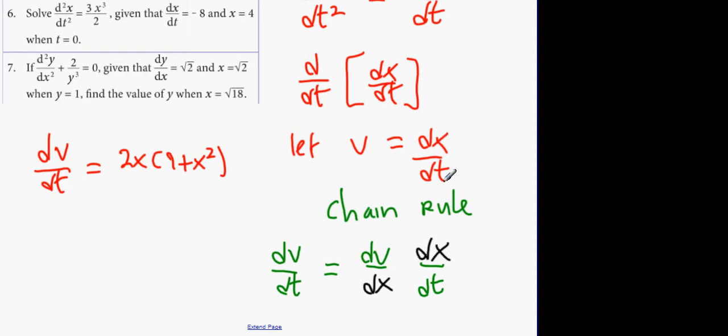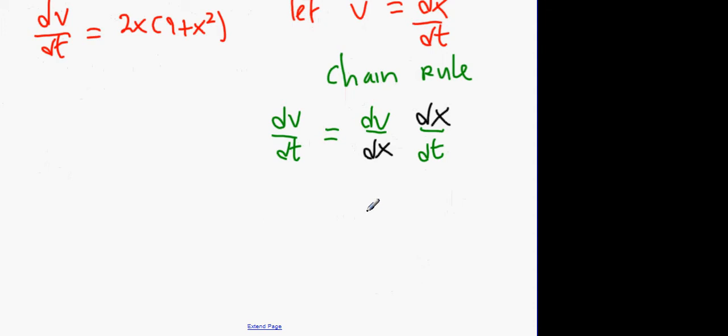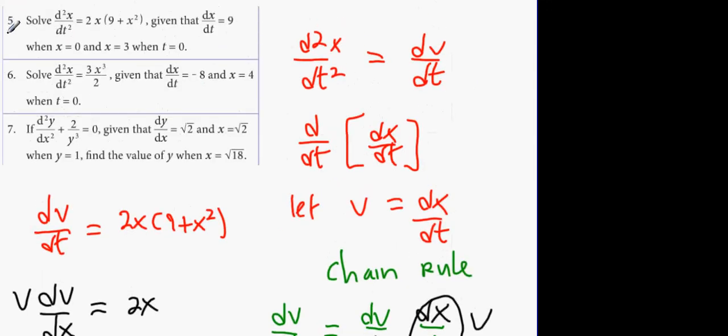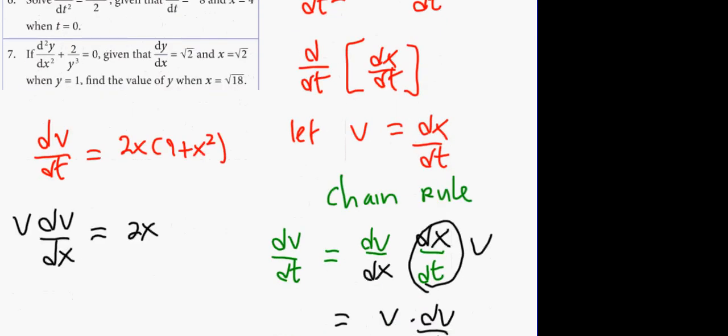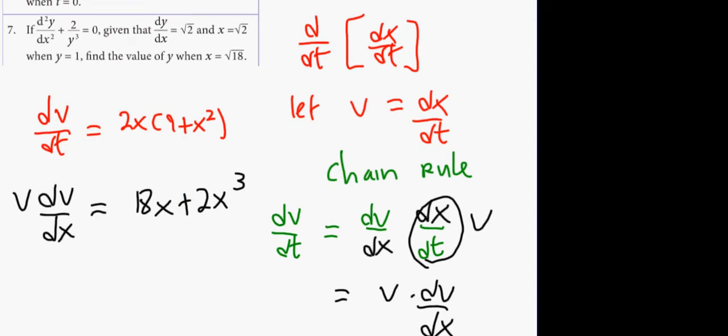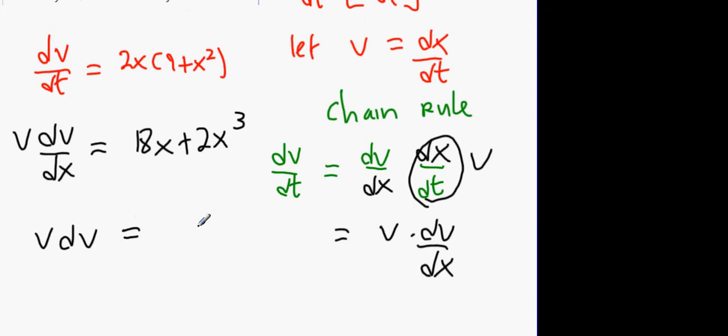But what we know about dx/dt is v. So this means that dv/dt is v times dv/dx. So we're now going to get v dv/dx equals 2x(9 + x²). Now I'm just going to multiply that out. I don't see the point in having them separate, so I'll go 18x plus 2x cubed. Now we cross multiply up the dx. So v dv equals 18x plus 2x cubed, and then there's a dx at the end.